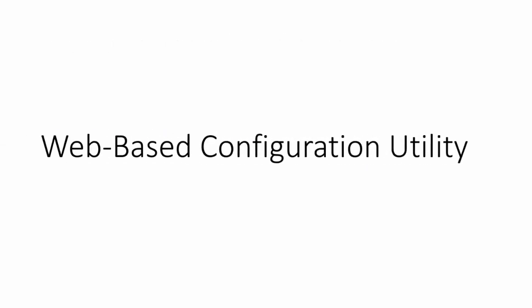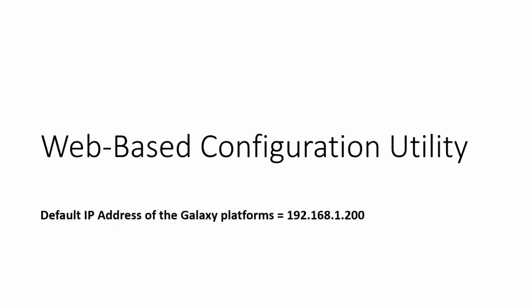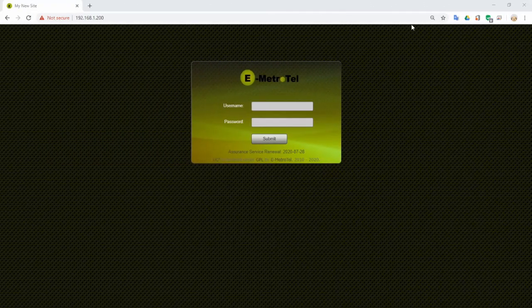The way we configure that is through our web-based configuration utility, which is accessed by typing the default IP address of the Galaxy, 192.168.1.200, into a Chrome browser. So I've opened a Chrome browser, pointed it to 192.168.1.200, and I'm entering my credentials.